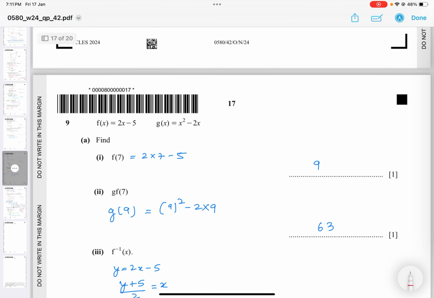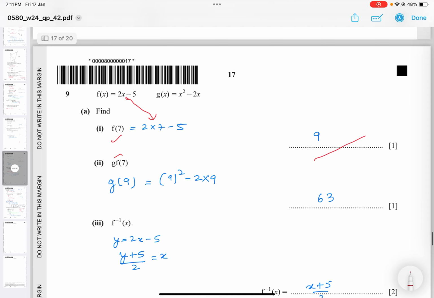Let us be really quick in that. We have to find f(7). We will replace this x with 7 and the answer would be 9. Very good. We have to find gf(7). Now listen to me. gf(7) means first we have to find the value of f(7), that was 9, and plug it into g. That will give us 9 square minus 2 times 9, that is 63.